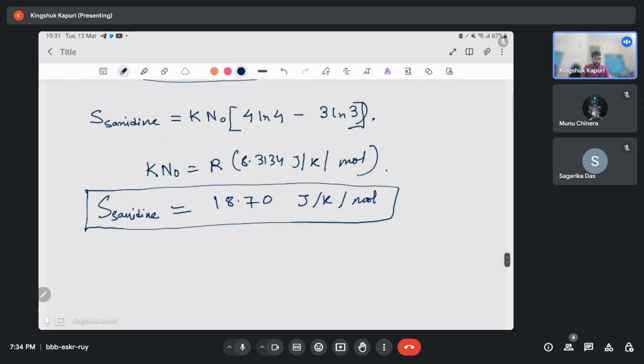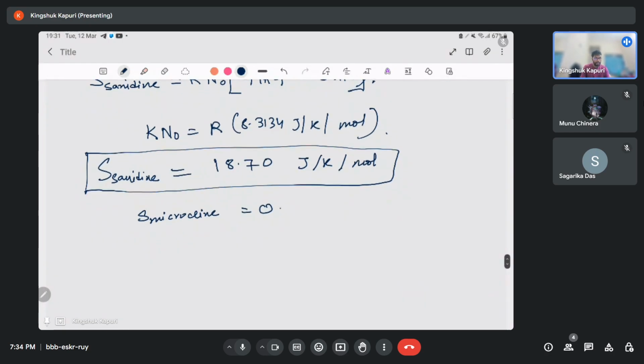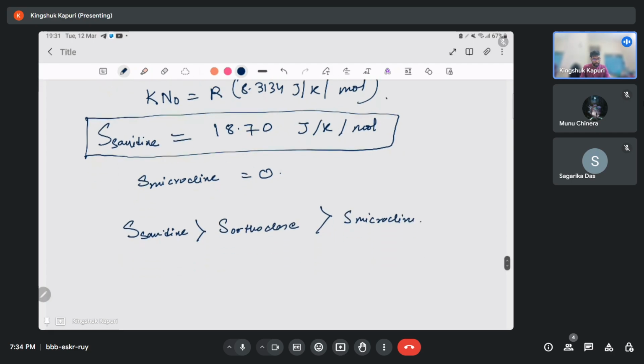Okay. And for microcline it is 0. Now there is a series: S of sanidine is greater than S of orthoclase, which is greater than S of microcline. So the value ranges from 18.70 to 0. Okay.